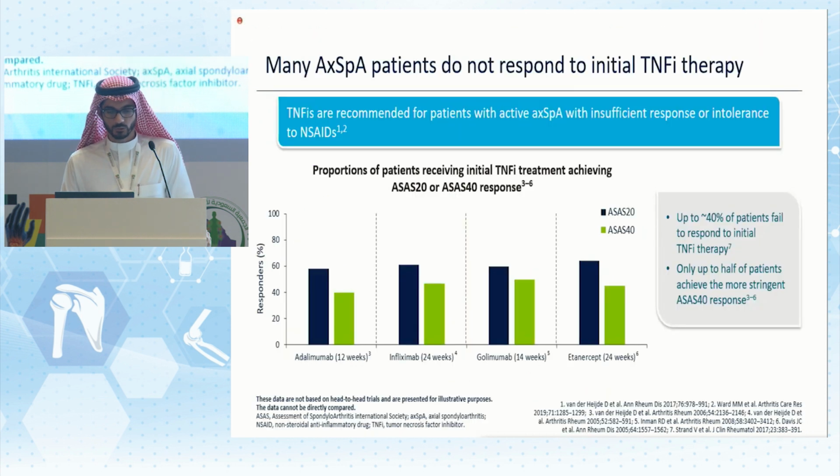Now, again, if you look at axial spondyloarthropathy, you can see that up to 40% of patients fail to respond to the initial TNF therapy, requiring switching to another anti-cytokine treatment modality that we have. And half of these patients sometimes go into the ASAS 40 response. However, down the road, they can also lose that response. And this is universal across all the TNF-alpha treatment family.